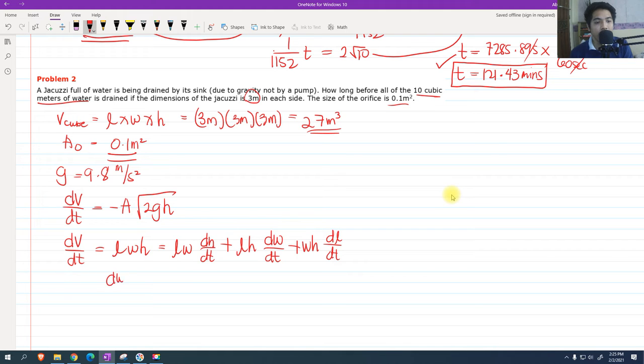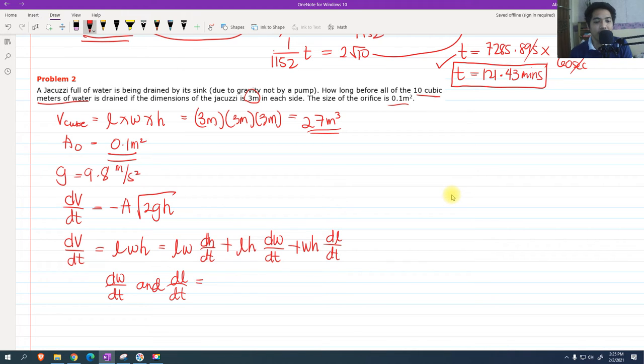Since the width and the length do not change, because our concern here is the height. That's the height that changes, because it's going down. So the width and the length have no concern with the water that is being drained in the sink. Our movement of the draining of water is from up to down. So the height changes, except for the width and the length.